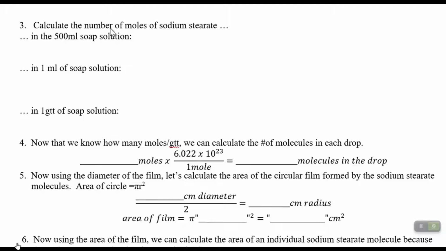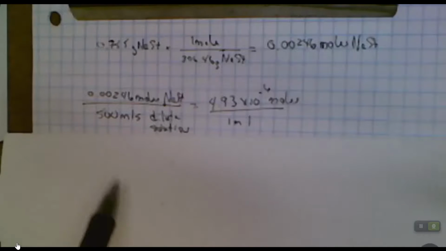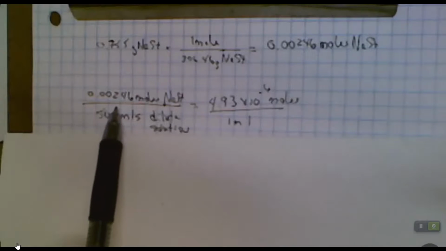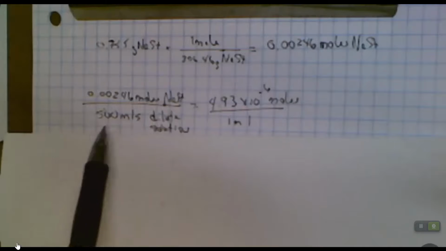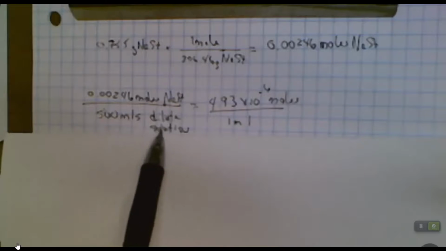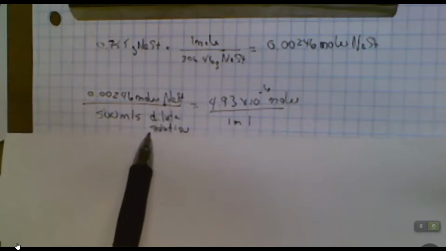So in my case here, the number of moles of sodium stearate is 0.00246 moles. I could put that right there, but I might as well go ahead and put it in solution. So I'm going to say that it's 0.00246 moles in 500 milliliters of soap solution. And so I just write it out like that. That's the number of moles of sodium stearate I had total, and that's the volume that I put it in. That's my dilute soap solution.